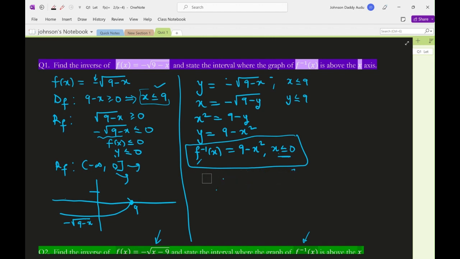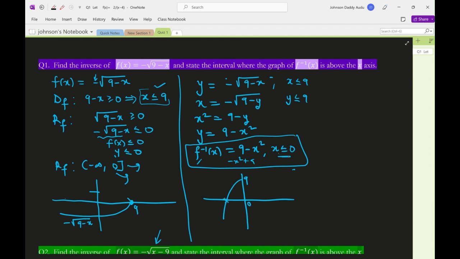Now what do we want? We want the region where it is above the x-axis. So we can go ahead and grab this function directly. This is nothing but a parabola opening down. This is minus x squared plus 9. The coefficient of x squared is negative, so it opens down. And at 0, you will have 9.